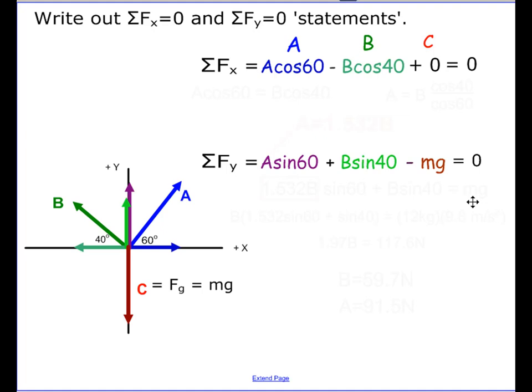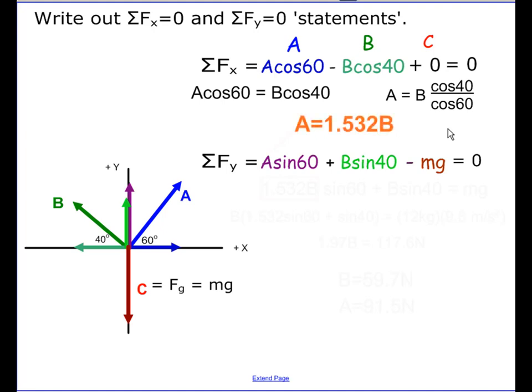Notice we have two equations and two unknowns. So there is a way to solve this. And that is by making a substitution from one equation into the other. Easiest way to get the answer here is to solve for A or B in the first equation. And that's what I do. I move B cosine 40 to the other side of the equal sign. I then solve for A. And at this point, it's suggested that you go ahead and calculate cosine 40 divided by cosine 60. And that gives us a value for A, which is 1.532b.